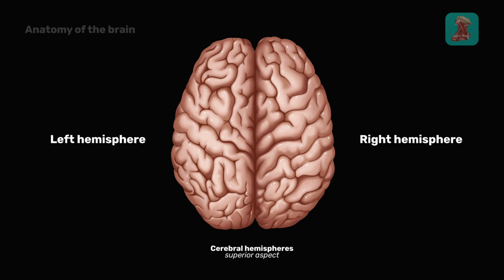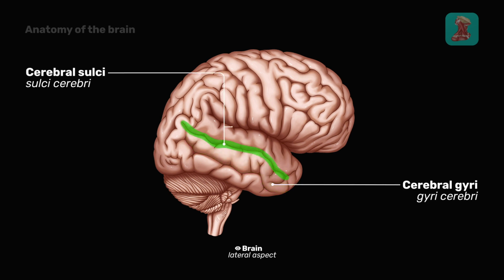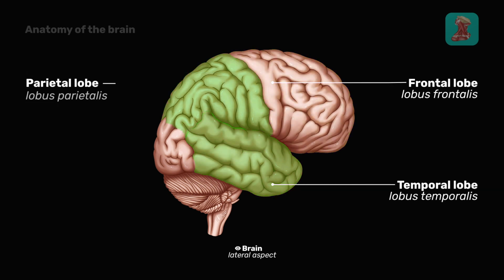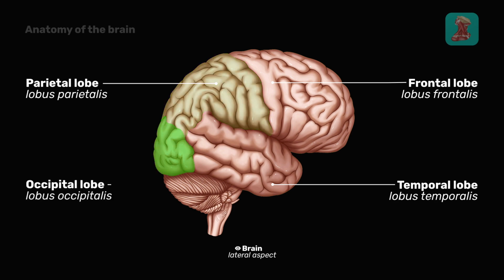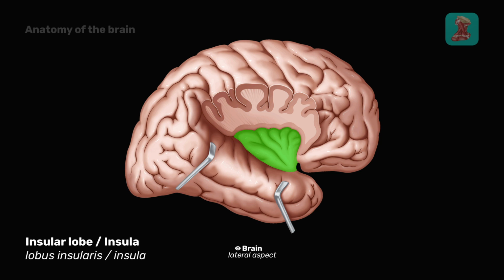Let's start with the cerebral hemispheres. There are two of them, the left and the right. The surface of the hemispheres is uneven. It consists of numerous elevations known as gyri and depressions known as sulci. Major sulci divide the hemispheres into lobes: the frontal lobe, the temporal lobe, the parietal lobe, and the occipital lobe. Additionally, there's the insular lobe, or simply insula, which is kind of hidden deep into the brain.